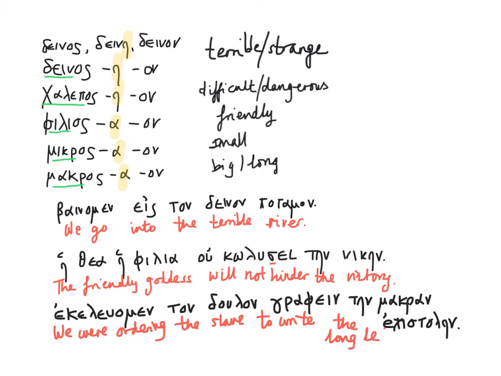Now with makran, I've given you an example of an adjective in a case which I haven't yet shown you in this lesson. You've seen the accusative case on nouns, and here is the adjective following suit. It's agreeing with epistolen. Well done if you got that.